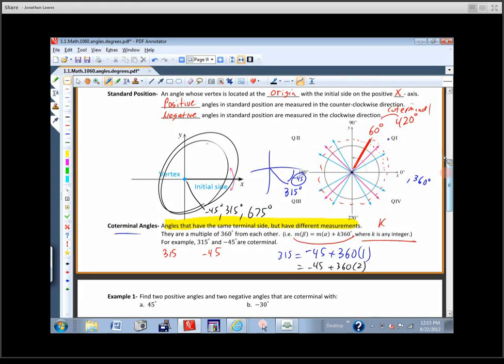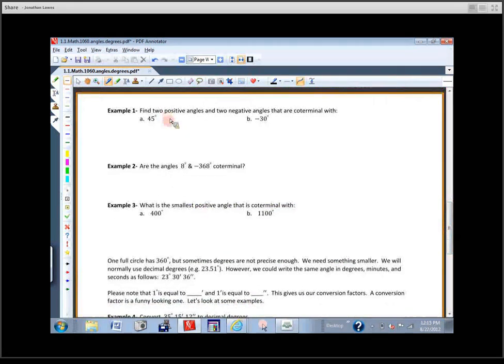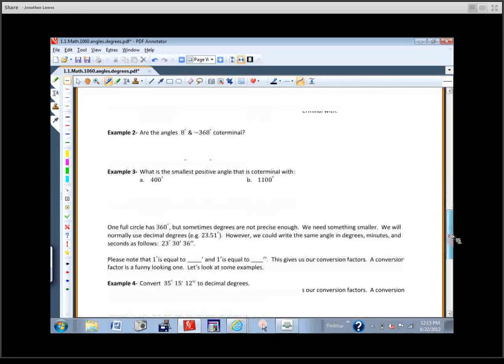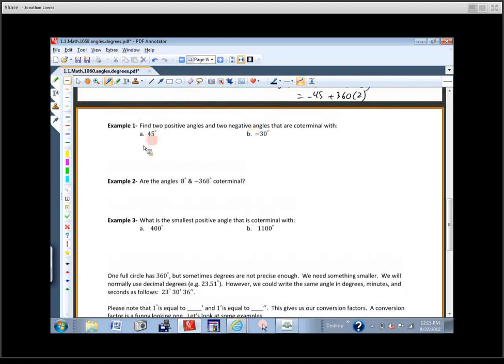Okay, flip the page over if you would. You've got some assignment problems that are just like this. Find two positive and two negative angles that are coterminal with 45. So if I've got 45, so I'm starting right here, I can come up with two more positive ones by going around full circle again. So if I add 360 once and add 360 twice, or add 720, this one's going to be 405.